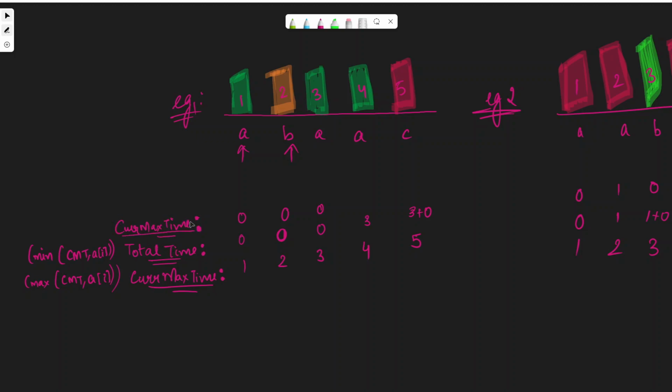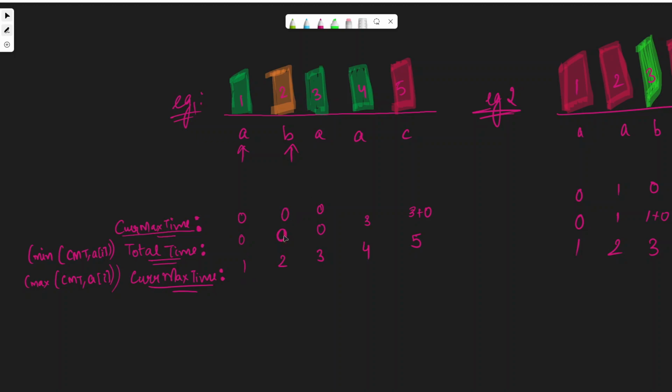So at the starting our current maximum time would be 0, and total time would be the minimum of the current maximum time and the present number in the array, right? So at that moment we will be checking what is the minimum. So 0 is basically the minimum. Then the maximum out of all of this would be the current maximum time, that is 1, and the A of i, that is 1, and the current maximum time, that was 0, right? So that's why we are having 1 here.